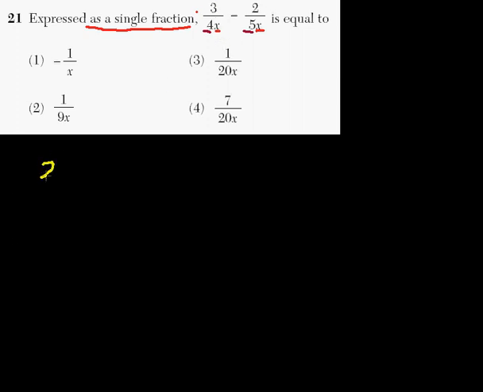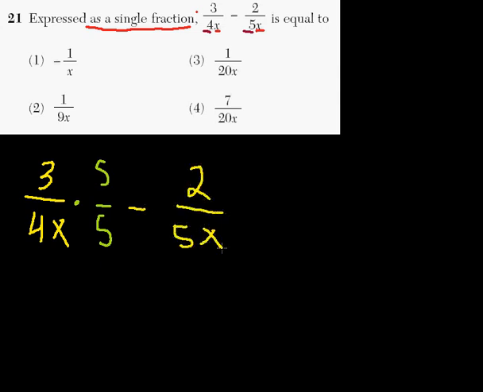That means we will take 3 over 4x and we will multiply it by 5 over 5, which is the same as multiplying by 1, and that doesn't change anything. And we will subtract from that 2 over 5x, and we will multiply 2 over 5x by 4 over 4. Again, the goal is to get the denominators to be the same.